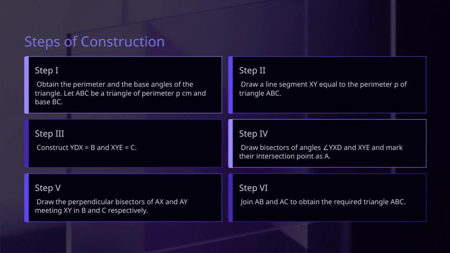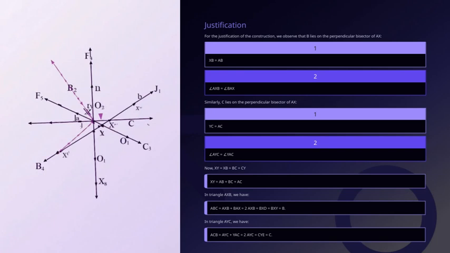Finally, in step III, we determine the perimeter P of the triangle and the base angles. We consider ABC as our triangle with perimeter P centimeters and base BC. This step ties everything together, confirming our measurements and ensuring the accuracy of our construction. And that wraps up the step-by-step process, showing how each part builds on the previous to accurately construct triangle ABC based on the given parameters. Let's look at this step-by-step.